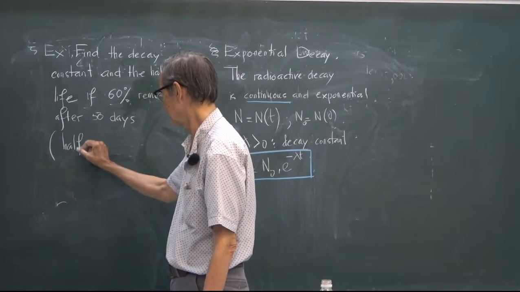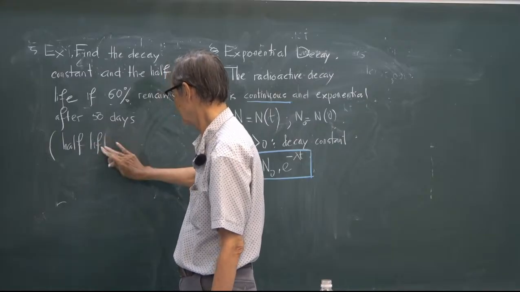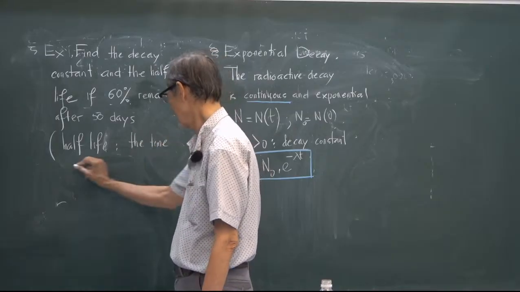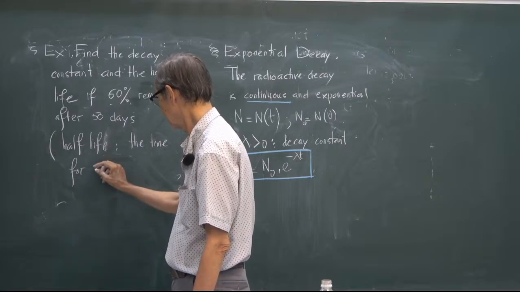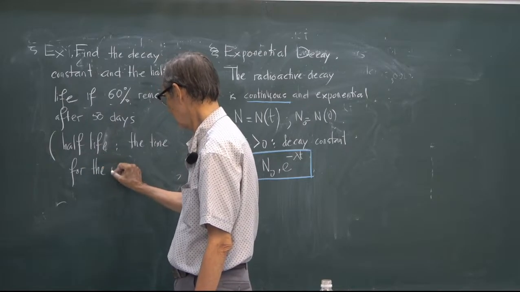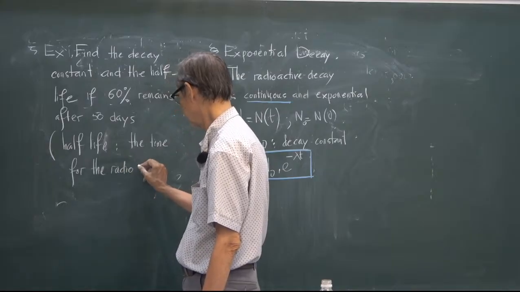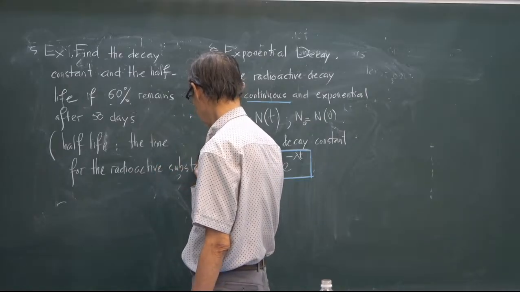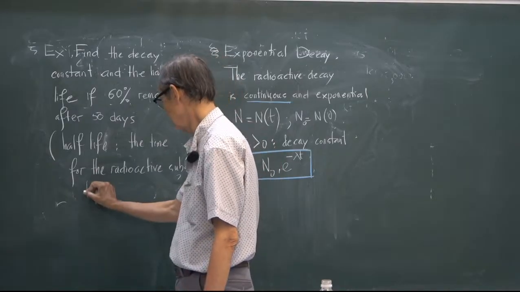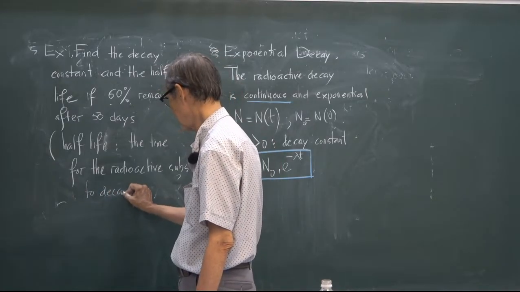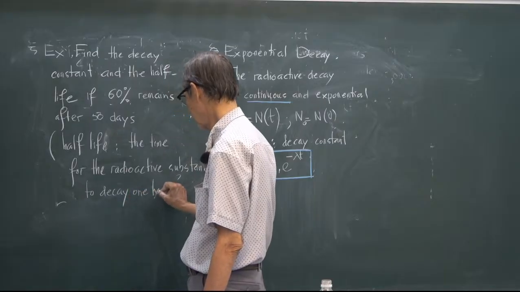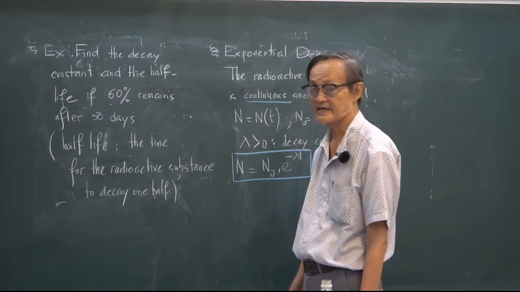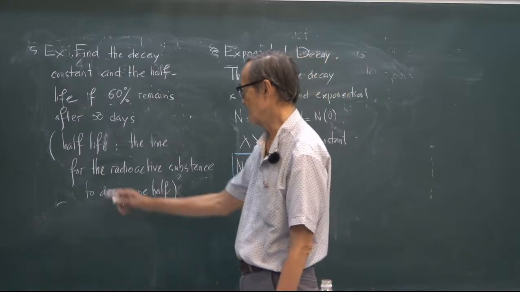Half-life: the time for a radioactive substance to decay by 1/2 is called half-life. The time for the radioactive substance to decay 1/2 is called half-life.